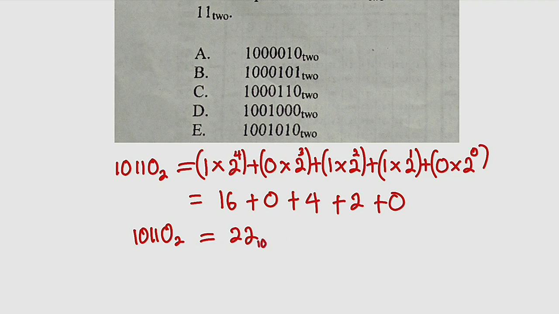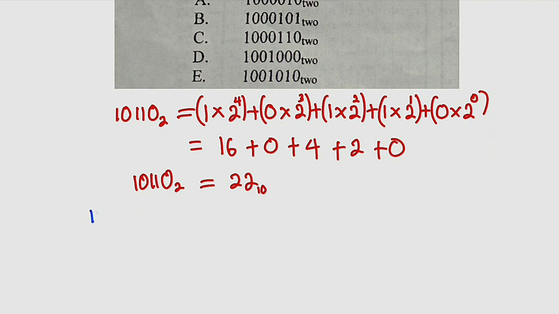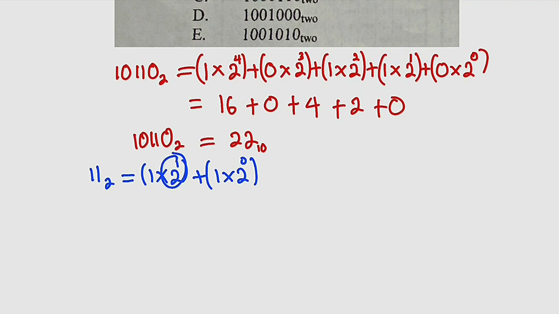Let us take the next number. The next number is 11 in base 2. This is equal to the first digit times the base plus the second one times the base. Assign index 0 and 1. Simplify, get a number in base 10. 2 to the power of 1 is 2, times 1 is 2, plus 2 to the power of 0 is 1, times 1 is 1. So all of this will give us 3 in base 10.